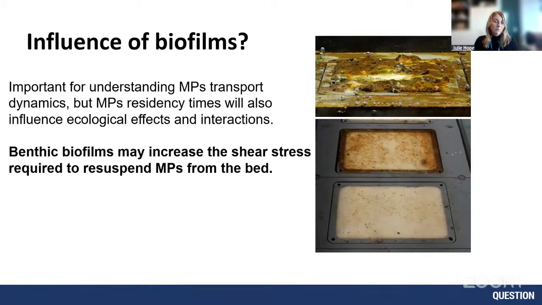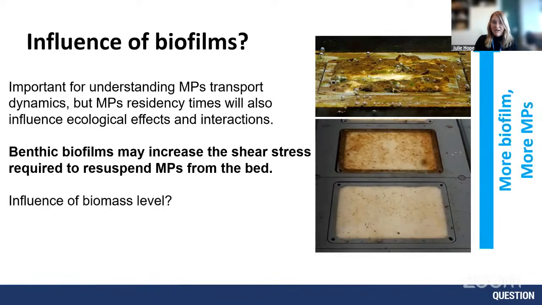So we could hypothesize that benthic biofilms might increase the shear stress required to resuspend plastics from the bed. The biofilm is more sticky than a non-cohesive sediment bed. And we can perhaps hypothesize that if you have more biofilm present, you're going to have more plastics present. So we're starting to think about whether you can see these as little hotspots of plastic accumulation. Now, I was also interested in the influence of different associated contaminants.